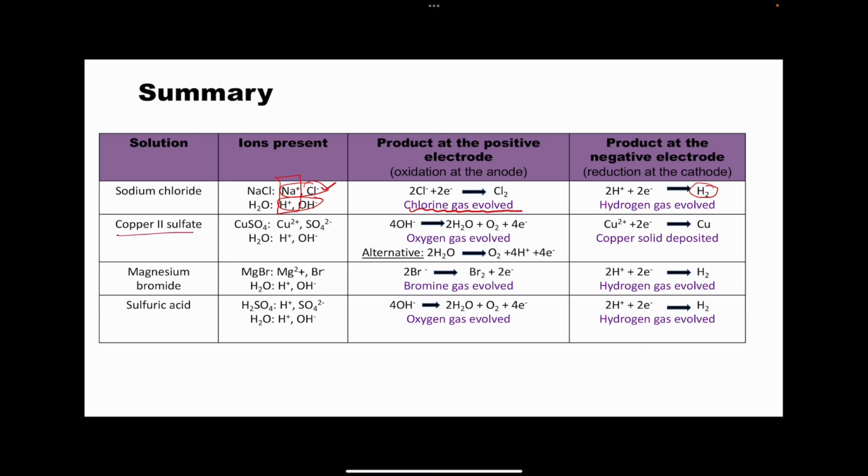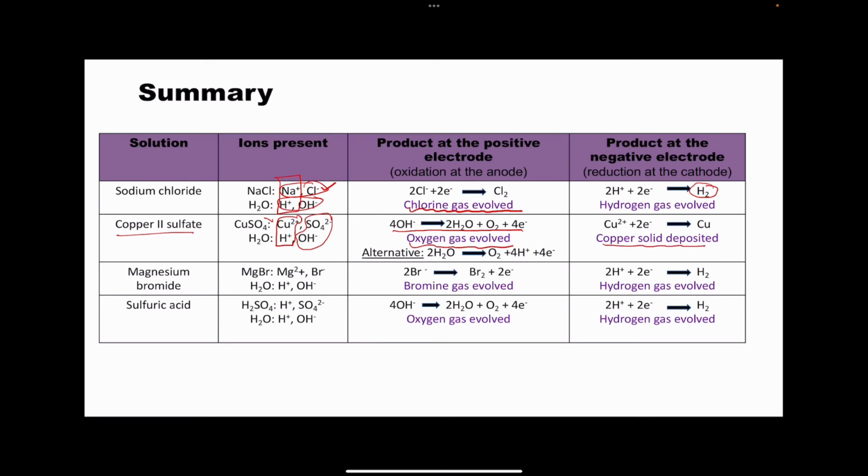Now with copper 2 sulfate, we have copper 2+ and H+ competing. Copper is below hydrogen, so copper is going to be formed. And here we can see these are polyatomic, so oxygen is going to be formed. You have to remember how to write these equations. So here we see oxygen formed at the anode, and then here we see copper solid deposited at the cathode.